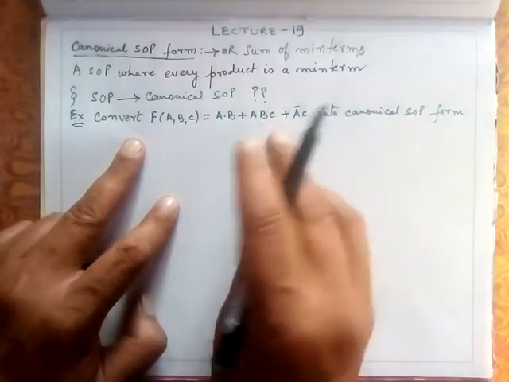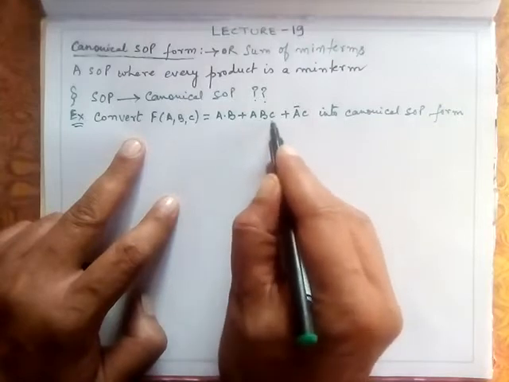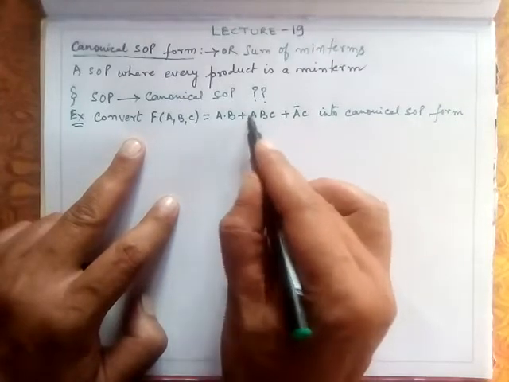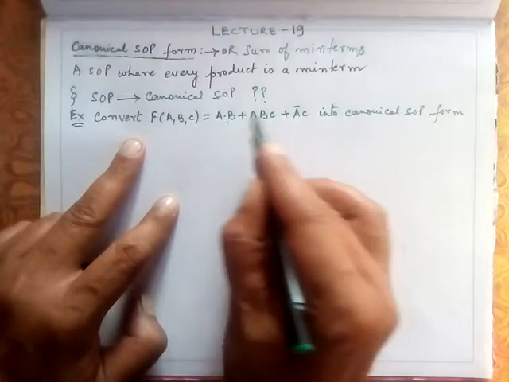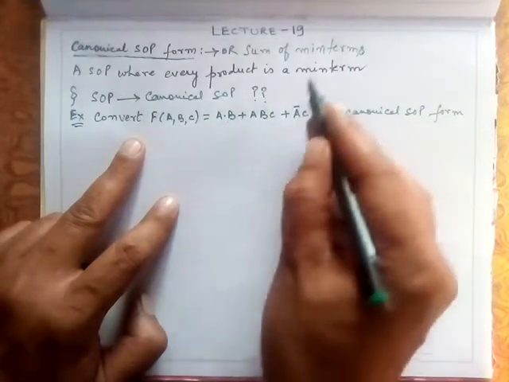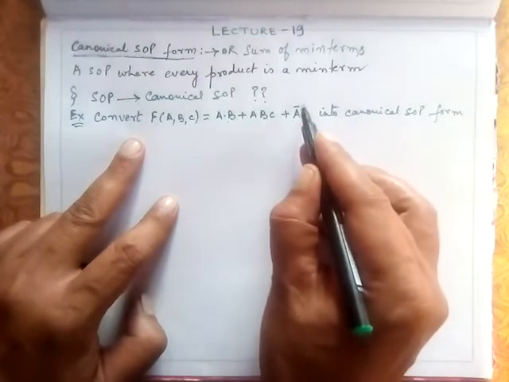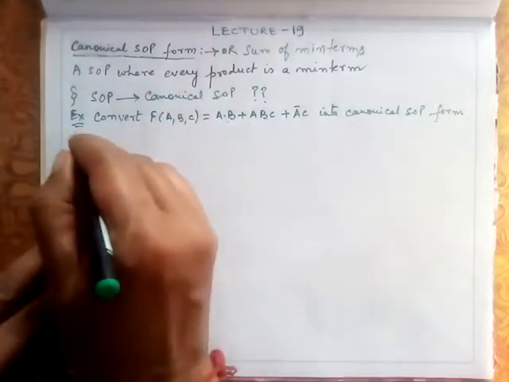Now if you see here, this particular expression, this middle one only, is a min term. This is not a min term, this is not a min term, because C is missing here and B is missing here. It does not contain all the variables. So I have to convert. Look at the solution of this.